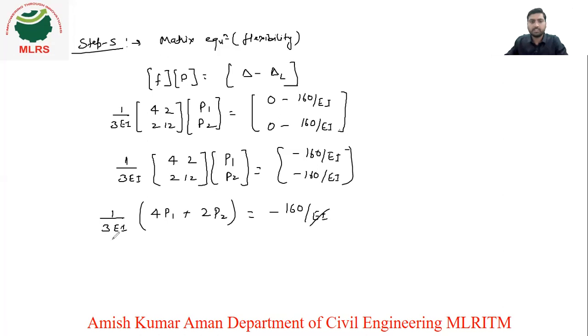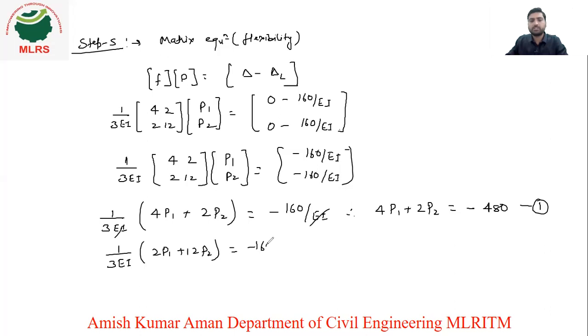This EI cancels out. So the equation will be 4P1 plus 2P2 is equal to minus 480. This 3 will go there, right? This is equation number 1. Second equation, again 1 upon 3 EI into 2P1 plus 12P2 will be equal to minus 160 upon EI. From here, this EI again cancels. So 2P1 plus 12P2 is equal to minus 480.